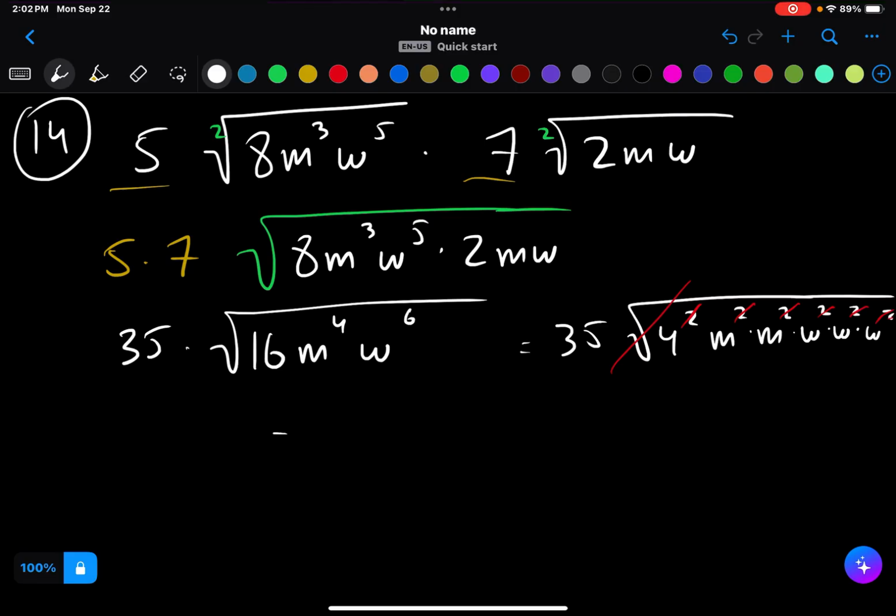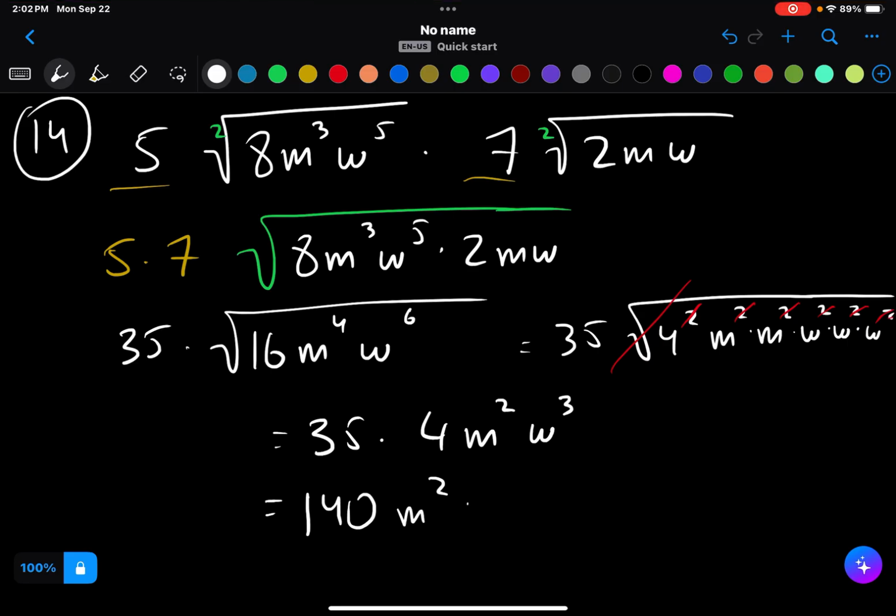So what are you left with? 35 times 4, 2 m's, so m to the second, and 3 w's, so w to the third. For the last step, just multiply 35 times 4, which is 140, m to the second, w to the third. And that is the answer to number 14. Let me know if you have any questions. Pause this if you need to.